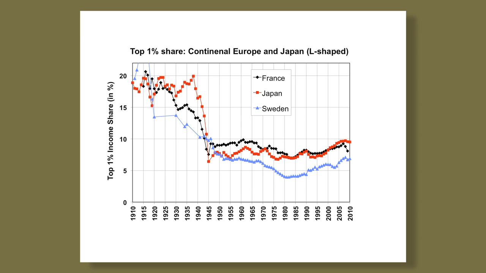So, for example, in Japan, World War II is really the key factor that drives down income concentration. But now, the big contrast with the English-speaking countries is that in recent decades, there has been some increase in income concentration. But as you can see, comparing the two charts, the magnitude of the increase is just very different.